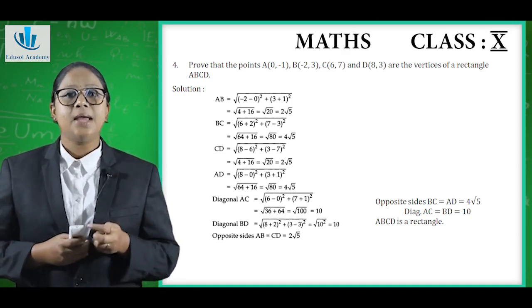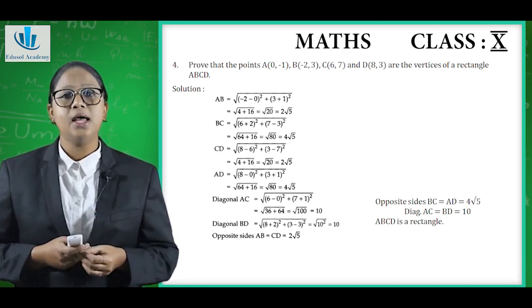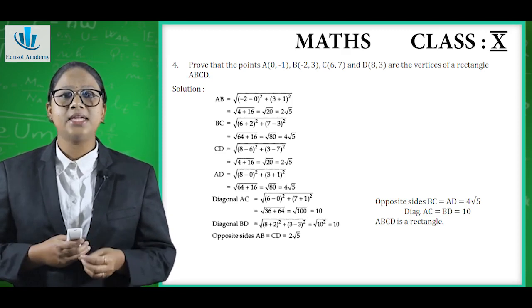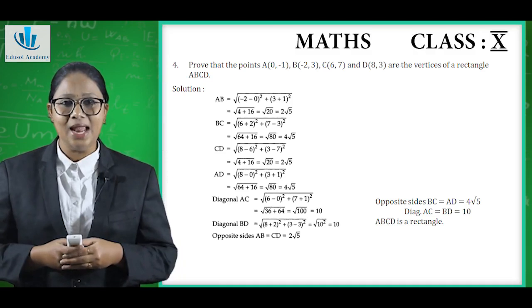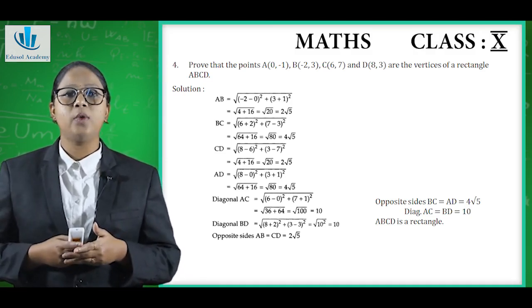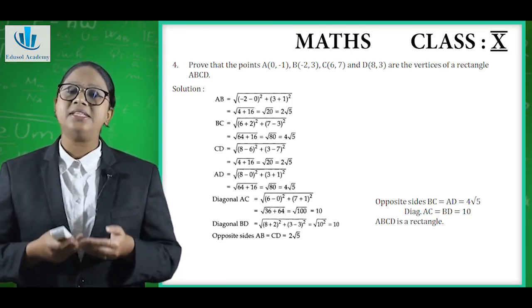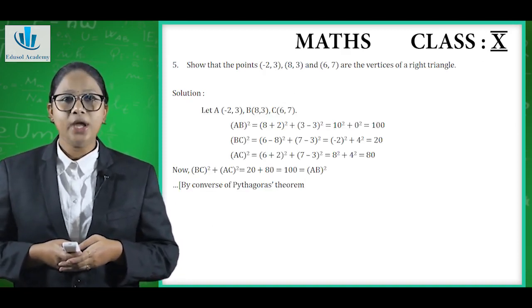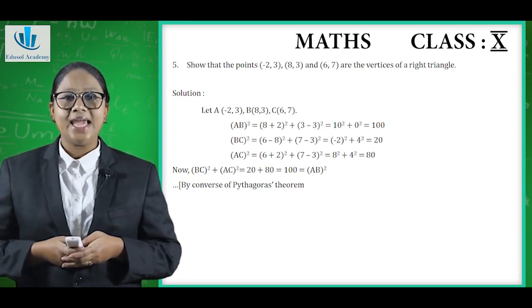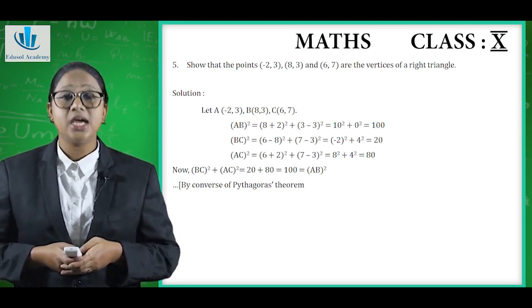So we can get BC is equal to AD is equal to 4 root 5 using distance formula. Using the same equation, we can get the other two opposite sides as 2 root 5. So they are also equal and the diagonals will be equal to 10 units each. So opposite sides are equal as well as the diagonals are equal. Therefore, ABCD is a rectangle. Show that the points (negative 2, 3), (8, 3) and (6, 7) are the vertices of a right triangle.